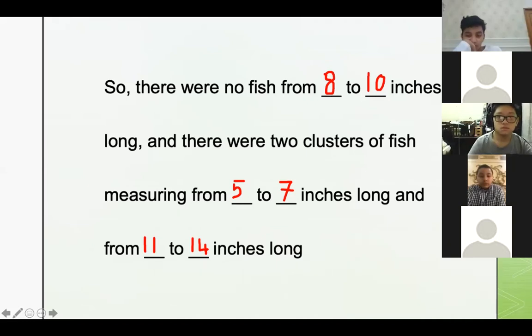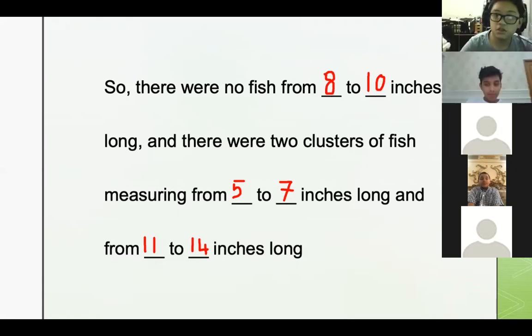Okay. Yes. So would you read, Muhammad Nasir? Yes, Muhammad, read. So there were no fish from 8 to 10 inches long, and there were 2 clusters of fish measuring from 5 to 7 inches long, and from 11 to 14 inches long. Excellent, that's it. So first we analyze the data based on the dot plot.